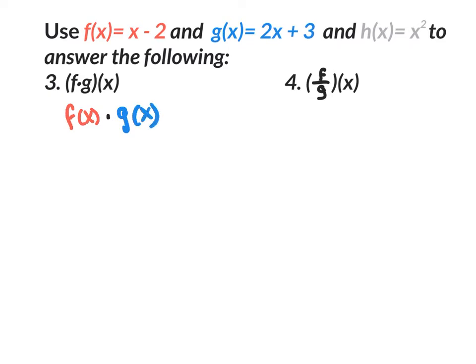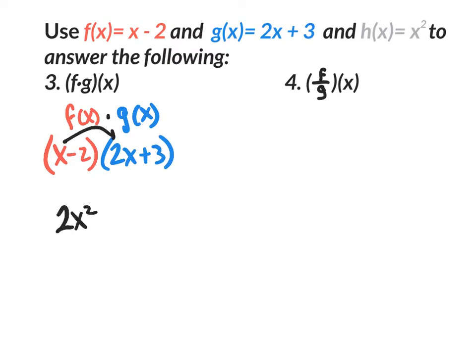So the f of x function is really x minus 2. And since I'm multiplying, I'm definitely going to use parentheses right here, times the blue g of x function, which is 2x plus 3. Let's do some math here. Let's distribute. X times 2x is 2x squared. X times 3 is 3x. Negative 2 times 2x is negative 4x. And negative 2 times 3 is negative 6.